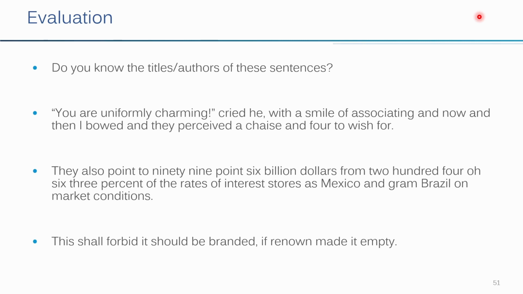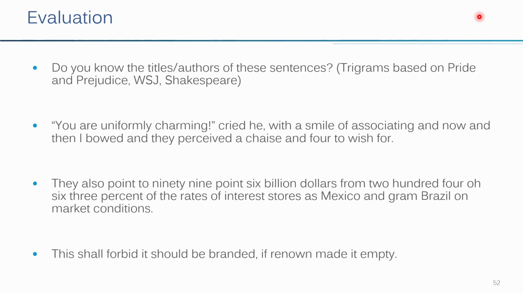Any clue? The last one might be like Shakespeare or whatever. That's a good guess. So all of them are trigrams based on Pride and Prejudice, the Wall Street Journal, and Shakespeare. None of them are real text. They're simply probability distributions. So before people get hyped with ChatGPT and so on, this was already happening a long time ago, right?